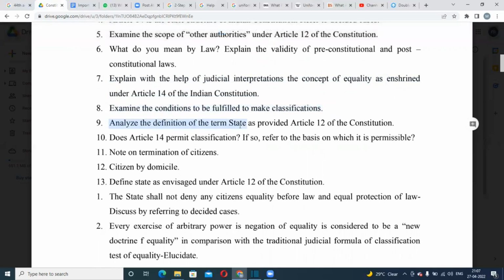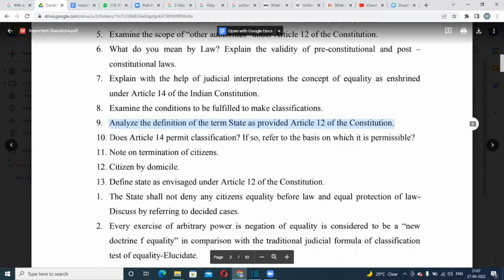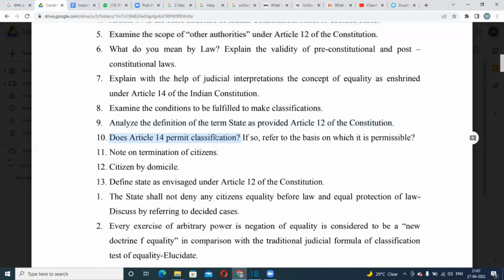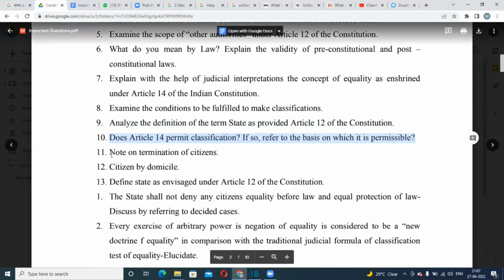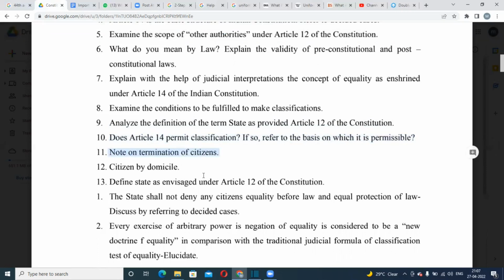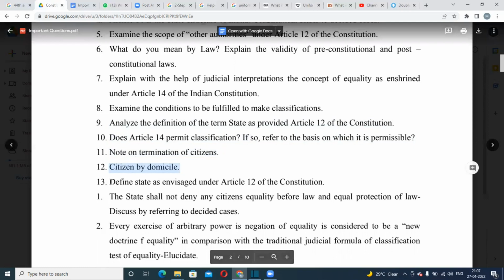Analyze the definition of the term state as provided under Article 12. Does Article 14 permit classification? If so, refer to the basis on which it is permissible. Note on termination of citizenship. This is again coming from Unit 1, these 2 questions. Citizenship, citizen by domicile, these are from Unit 1.